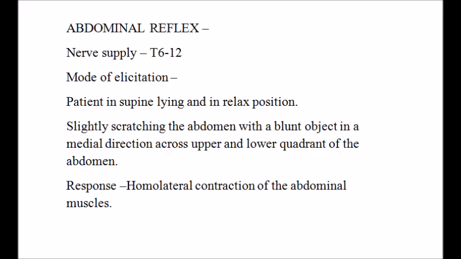Then next let us discuss the abdominal reflexes. The nerve root is T6 to T12. The procedure for elicitation is that the patient is in supine lying and in a relaxed position. Then slightly scratch the abdomen with the blunt object in the medial direction across the upper and lower quadrant of the abdomen. We will get the response as homolateral contraction of the abdominal muscles. This is the basic procedure for performing the abdominal reflex.